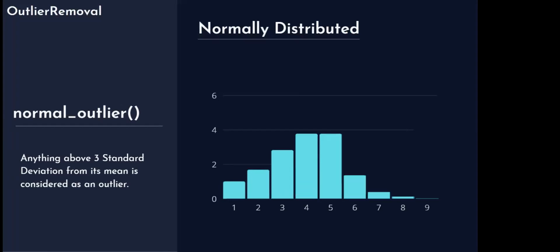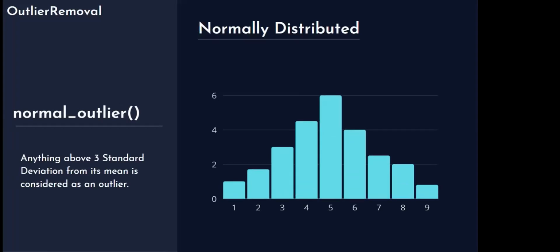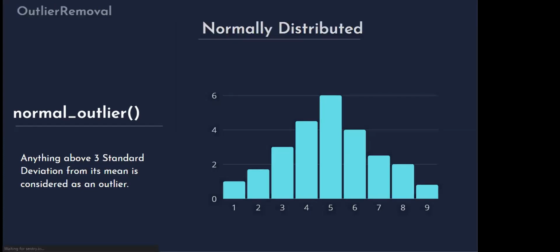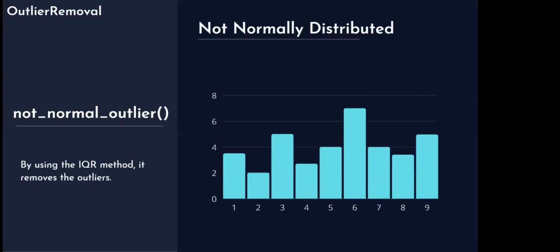If a feature follows a normal distribution, we can remove outliers by considering only the 3 standard deviations from its mean. That's what this normal outlier function does. Next, if a feature is not normally distributed, then we can use the IQR, or interquartile range, method to remove the outliers from the data set. This is what the not normal outlier function does.